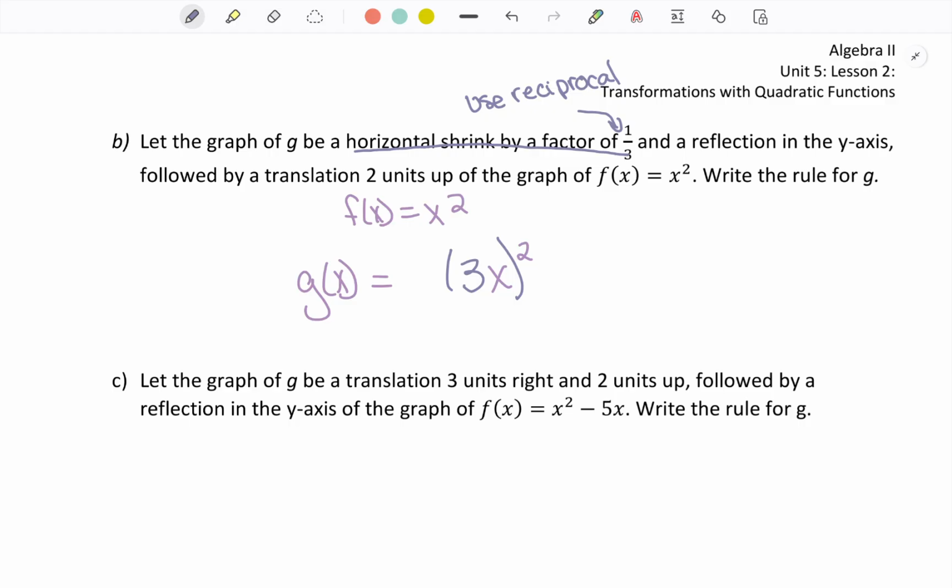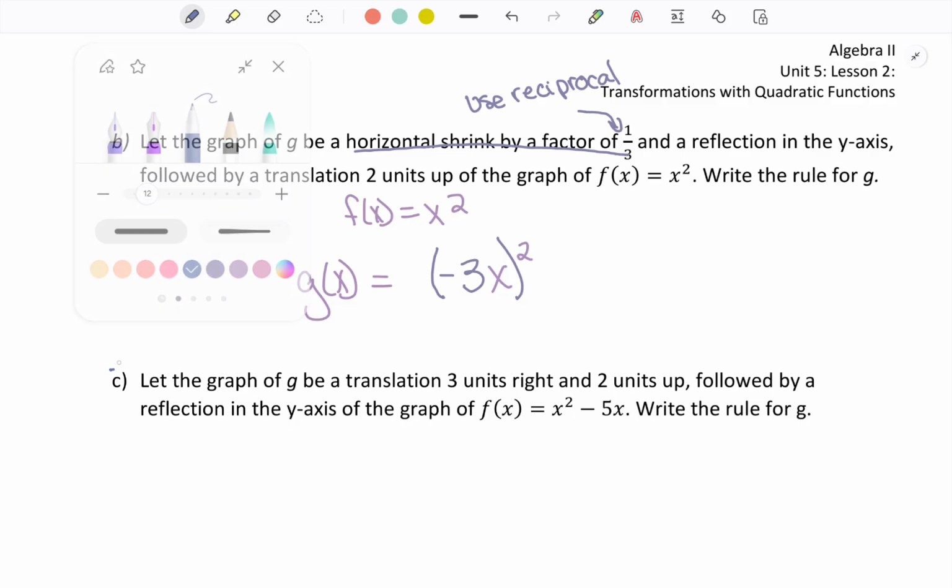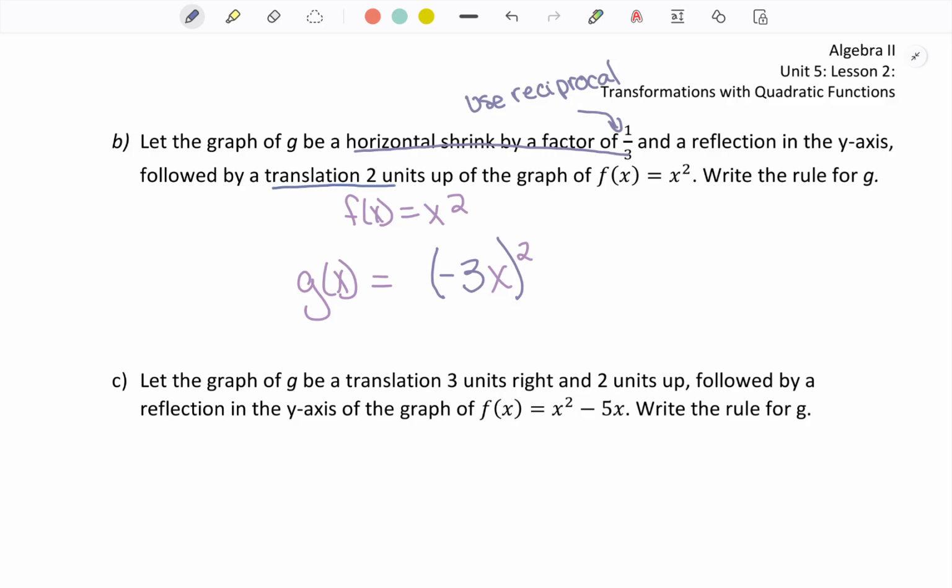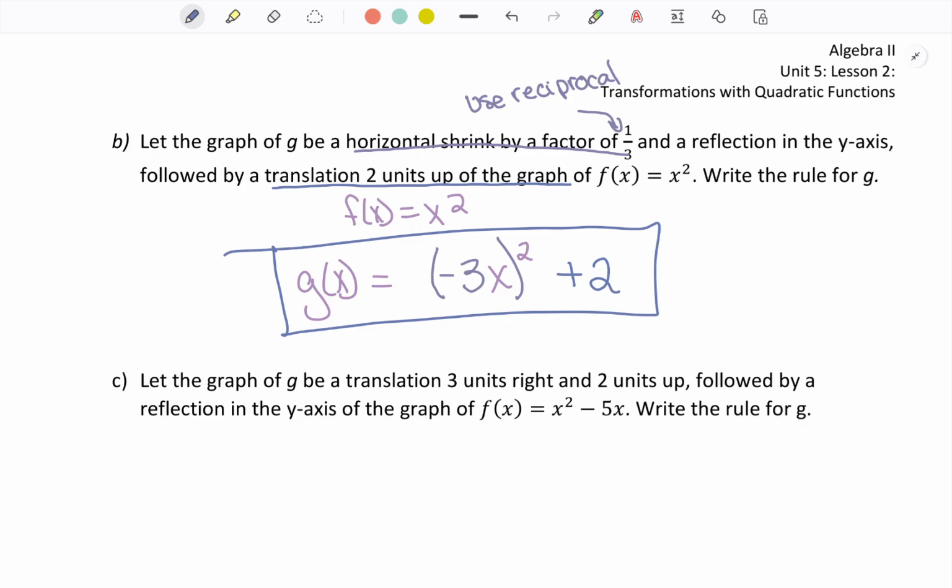So, and it has a reflection in the y-axis. So that reflection in the y-axis is a negative inside. And then we're going to be followed by a translation 2 units up. So that is going to be at the very end of the function. So we're going to have a +2 right there. And that is going to give us our final answer for this function.